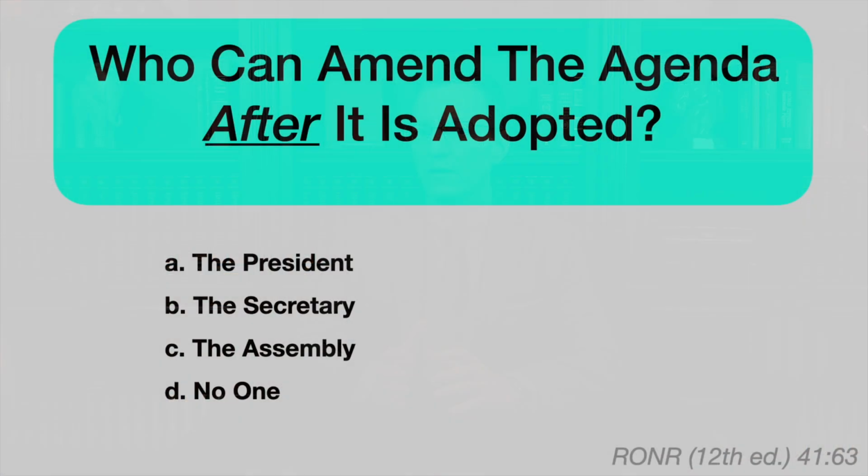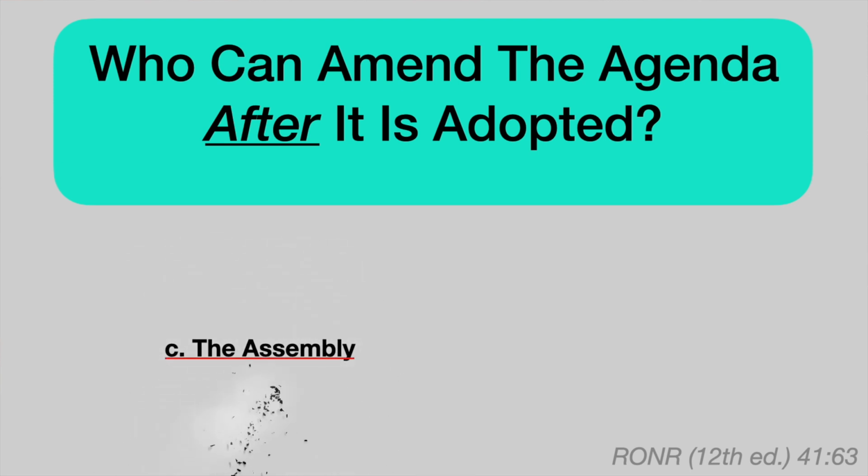At this point, who can amend the agenda? The President, the Secretary, the Assembly, or no one? Pause the video if you'd like more time. The correct answer is still the Assembly. That's right, the Assembly can still amend the agenda after it has been adopted.